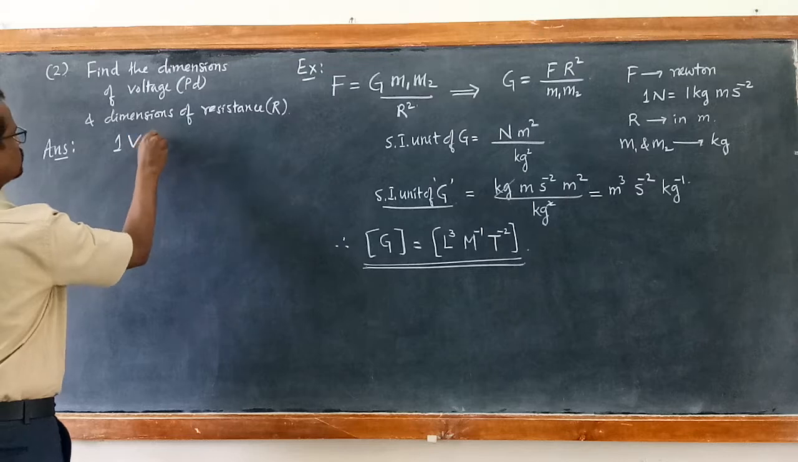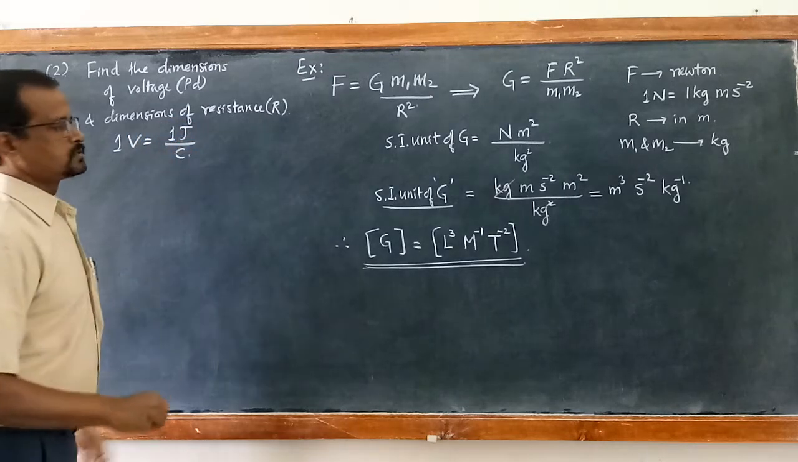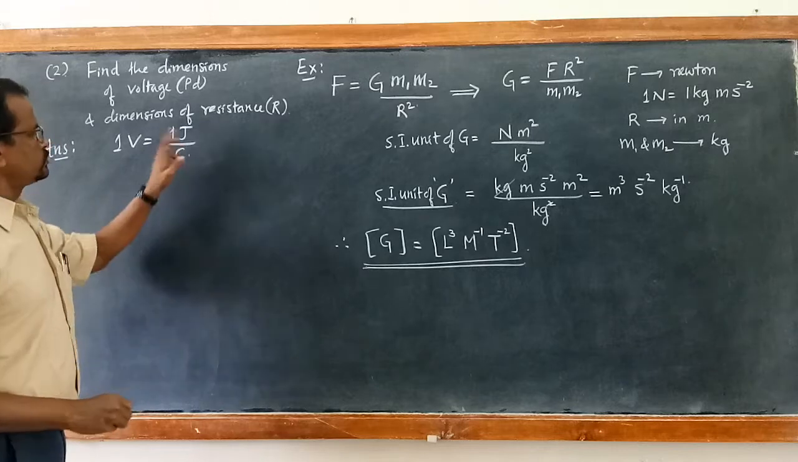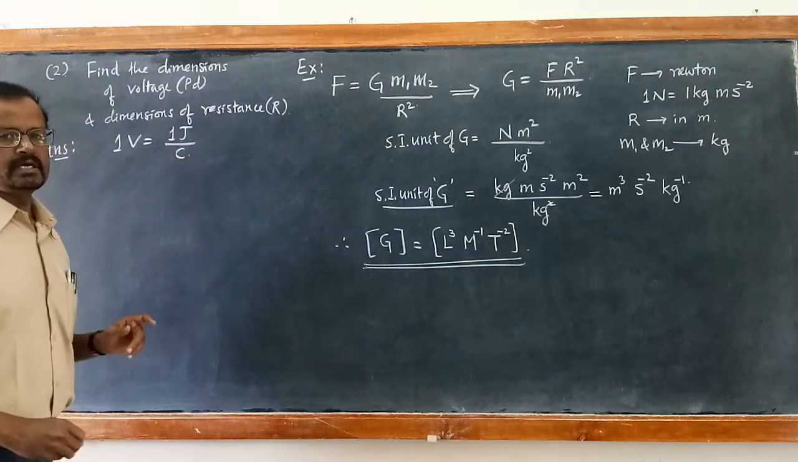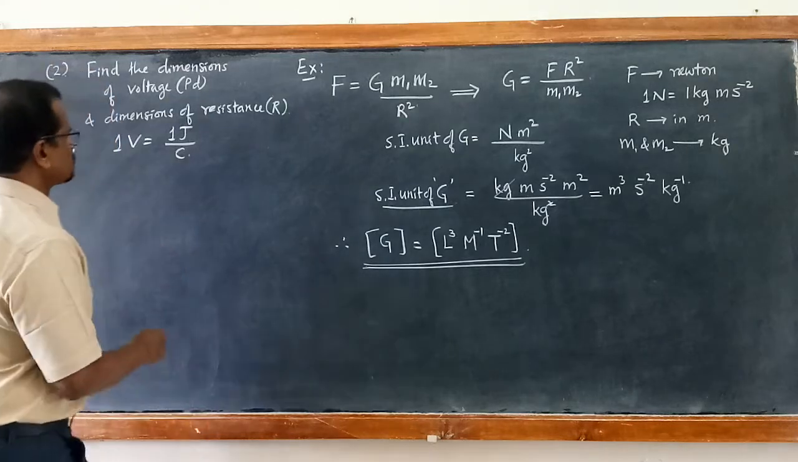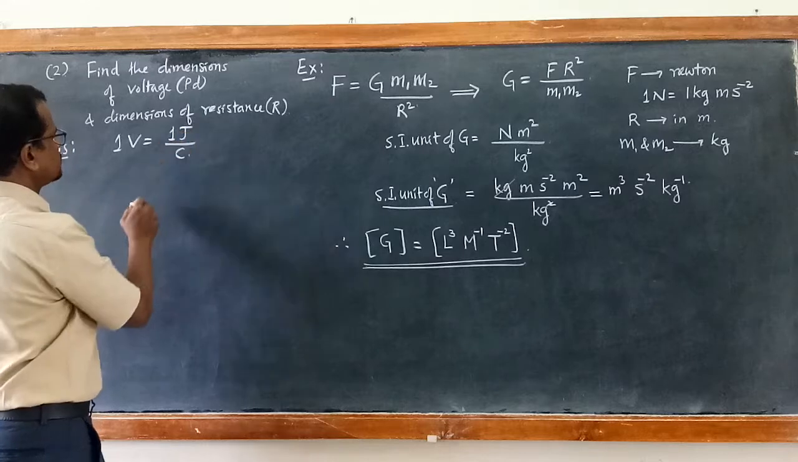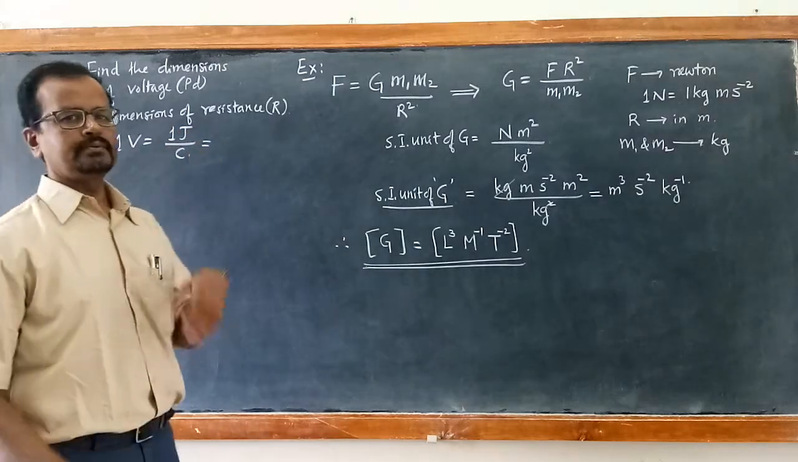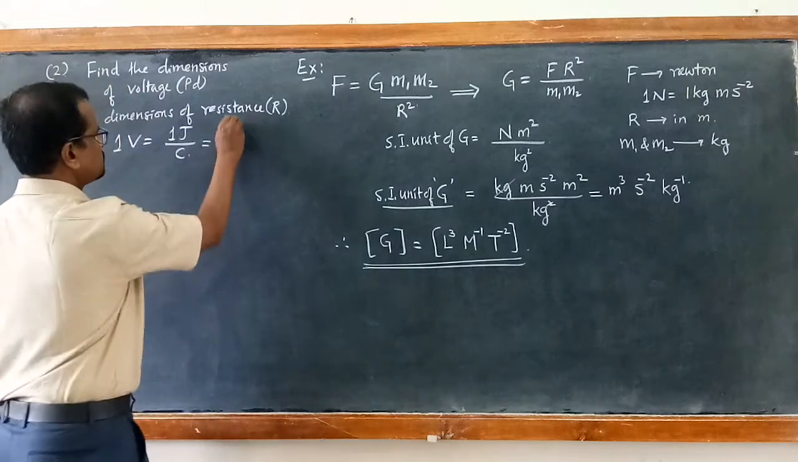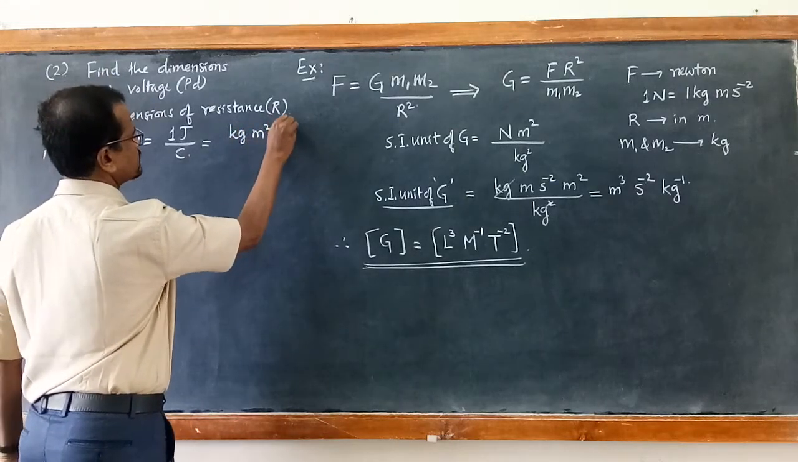1 volt equal to 1 joule per coulomb. Now joule is the SI unit of energy and coulomb is the SI unit of charge. Now using this, I can write joule in terms of base units: kg meter square per second square.